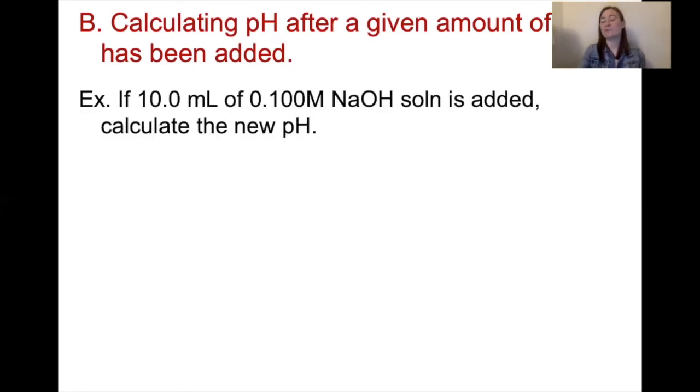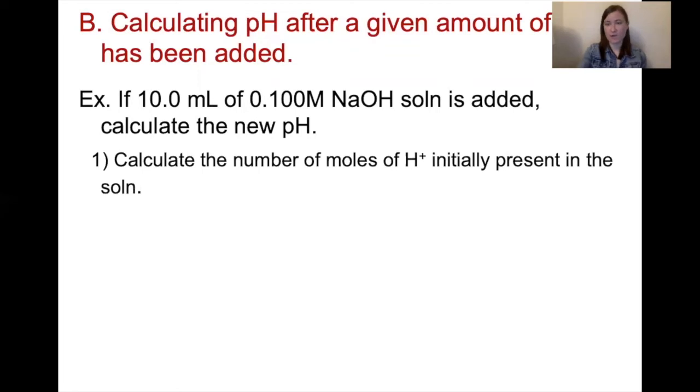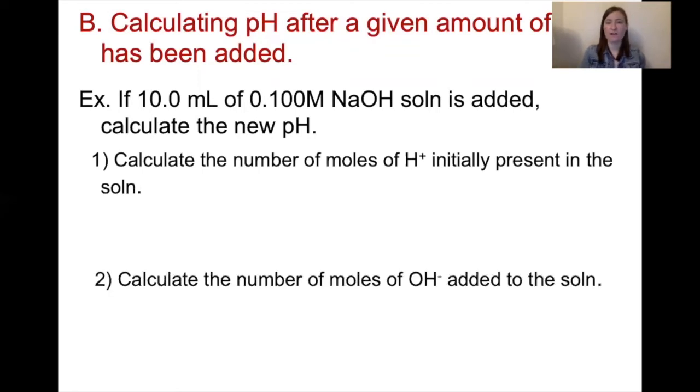After some base has been added, things start to get more complicated. So let's look after we've added 10 milliliters of base. We're going to have to figure out the number of moles of H plus that was originally present, the number of moles of OH minus that we've added, and then based on that, we can calculate the moles of H plus we have now in order to figure out the pH.